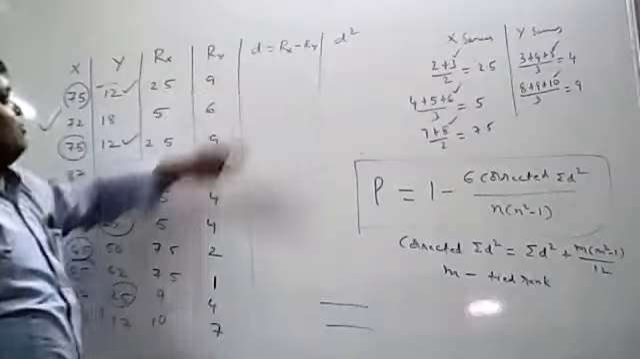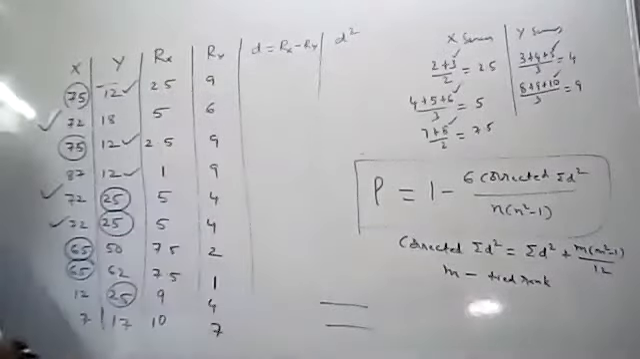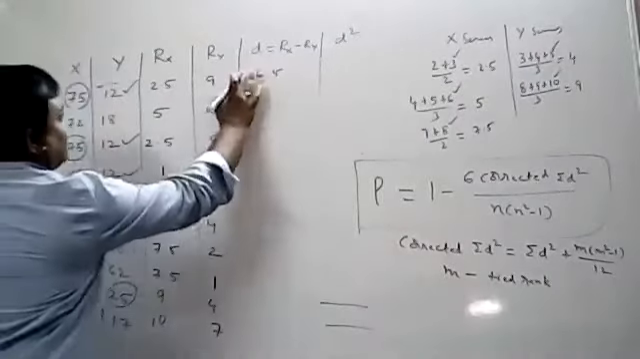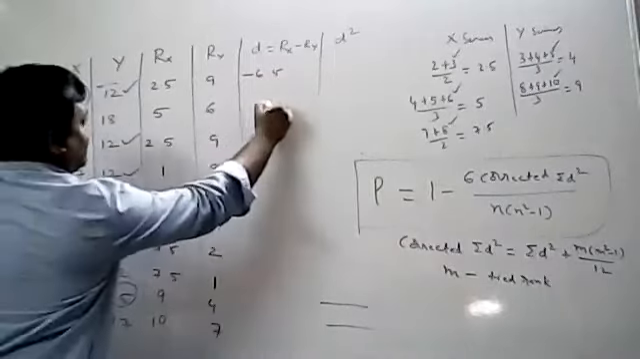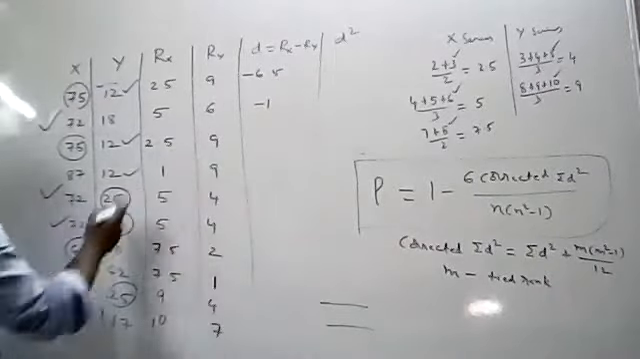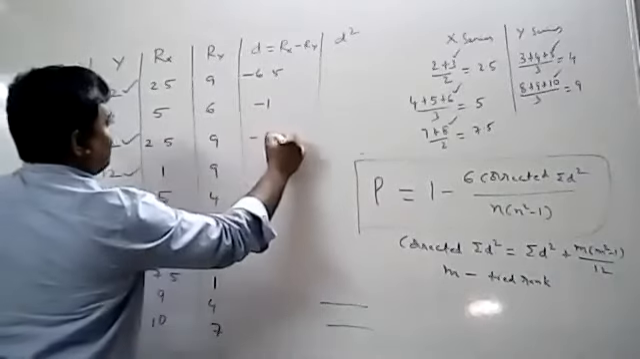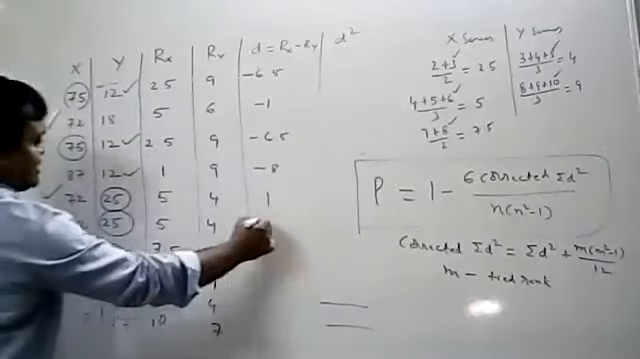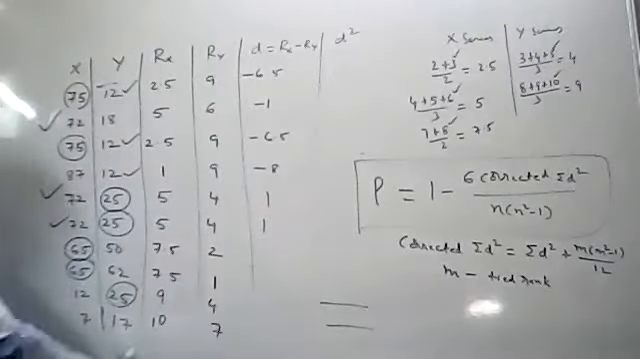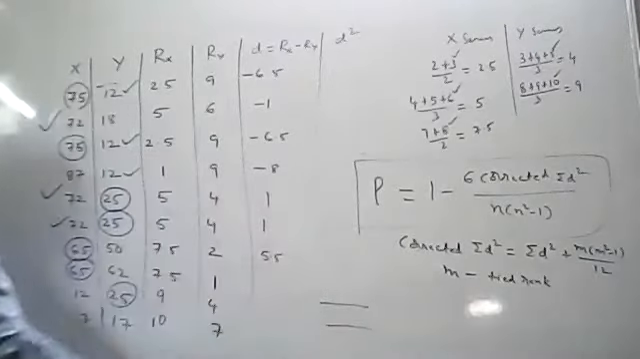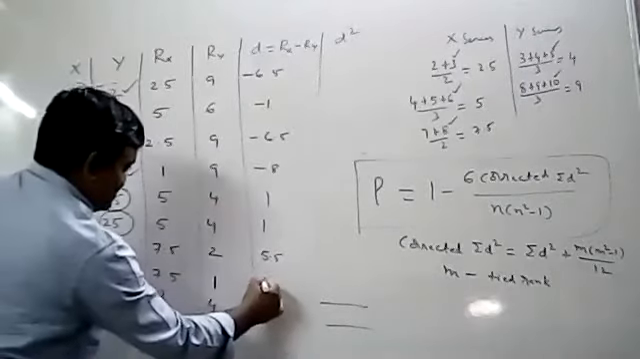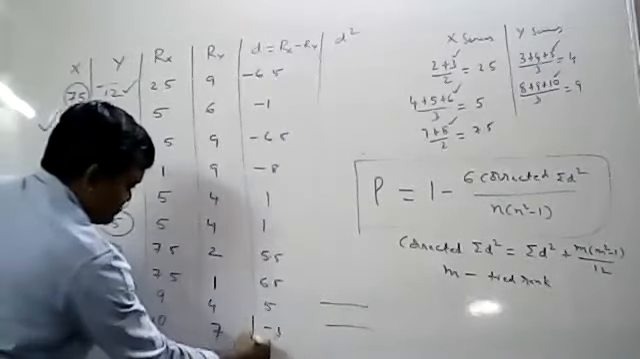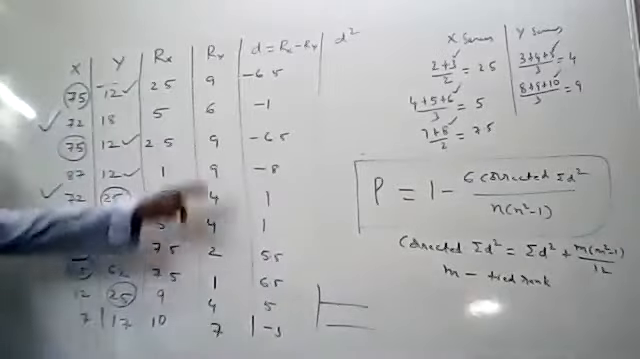Calculator is allowed for the examination. So D value you have to calculate. D value: 2.5 minus 9, 6.5. Then 6.5 minus 6.5, just do the subtraction. 5 minus 6 means minus 1. Again minus 6.5. This is 1 minus 9, minus 8. This is 5 minus 4, 1. 7.5 minus 2, that means 5.5. 7.5 minus 1, that means 6.5. 9 minus 4 means 5. 10 minus 7, minus 3. So like this you would calculate D values.